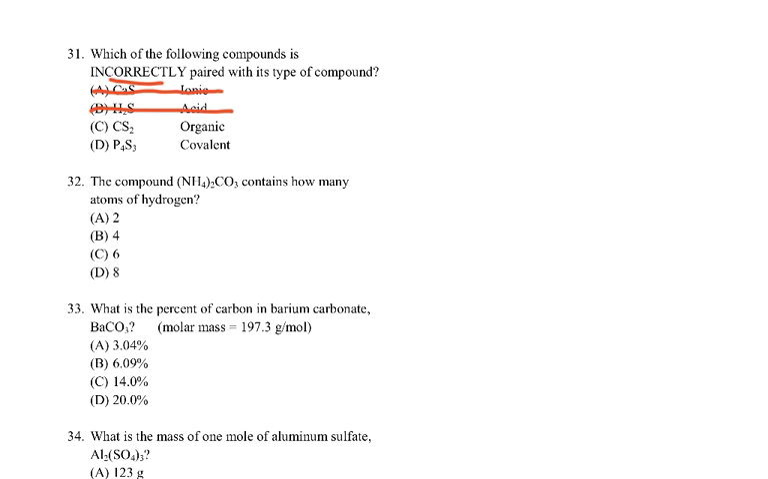Let's double check. Phosphorus and sulfur, a couple of non-metals, that'll be covalent. Yeah, so it's this answer here. If I had something like CH4, that would be good, but not CS. So that would be a covalent compound. So 31 is C.